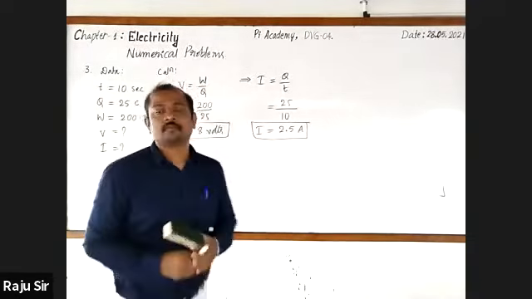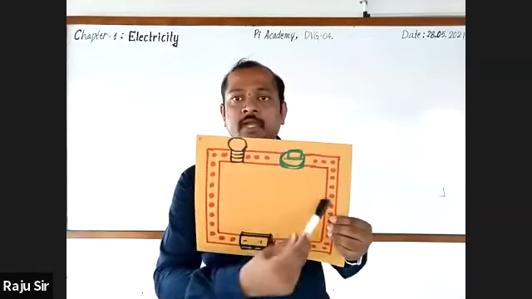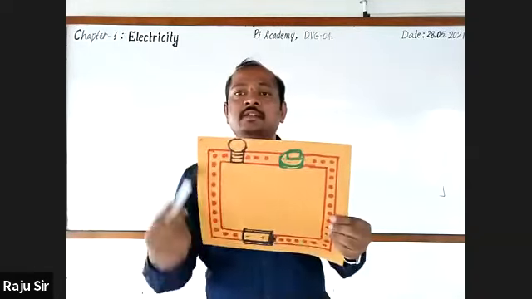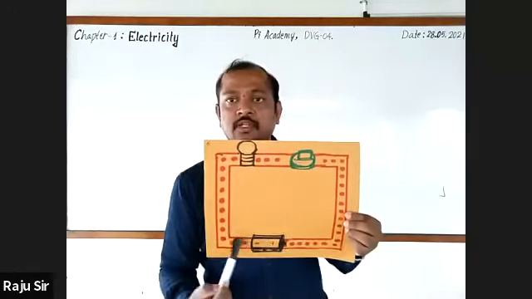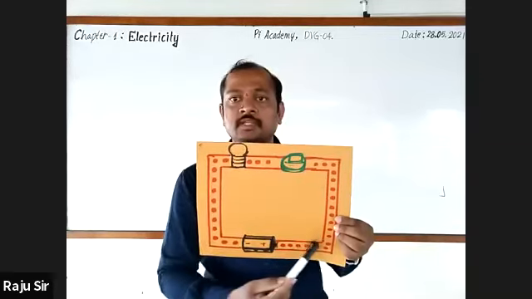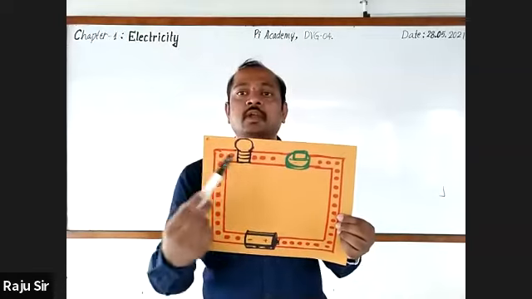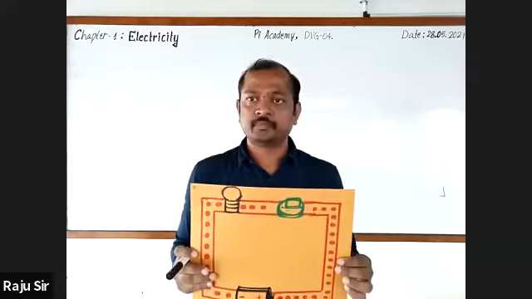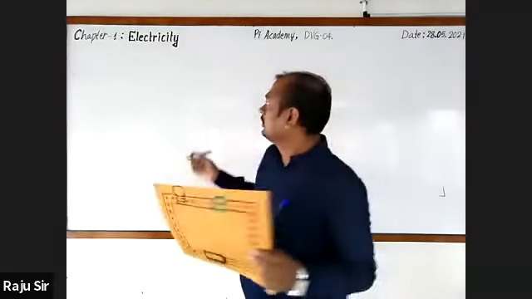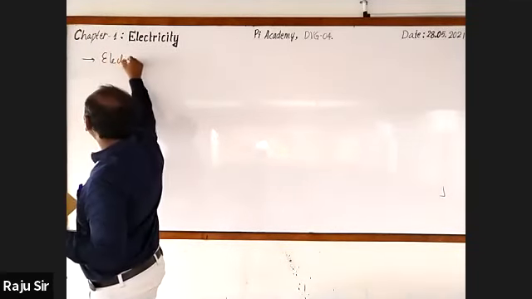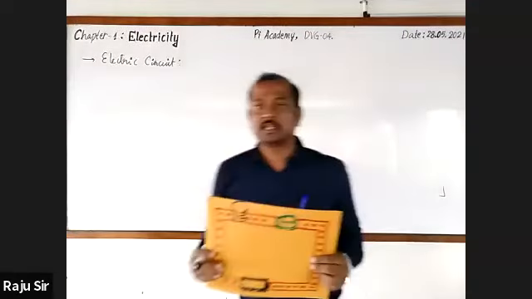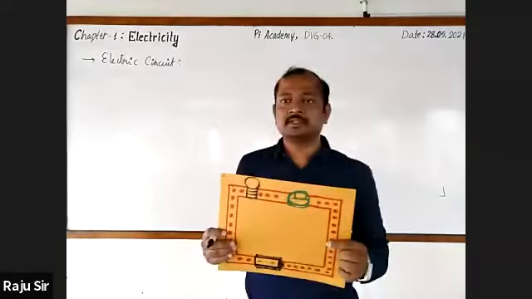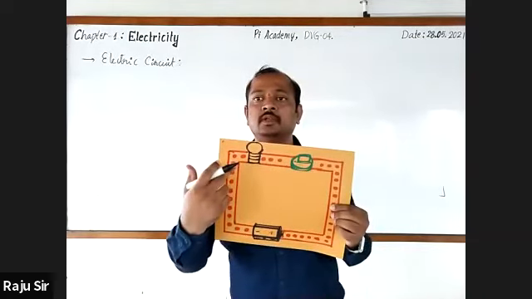Here the charged particles are moving from negative terminal to positive terminal. This closed and continuous path in which the charged particles move is called an electrical circuit. Once I repeat, the closed and continuous path in which the charged particles or the current flows is called an electrical circuit, or simply electric circuit. Got it? Here, just write the side heading, electric circuit. Once I repeat the definition, listen carefully, no need to write. The closed and continuous path in which the current flows is known as an electric circuit.